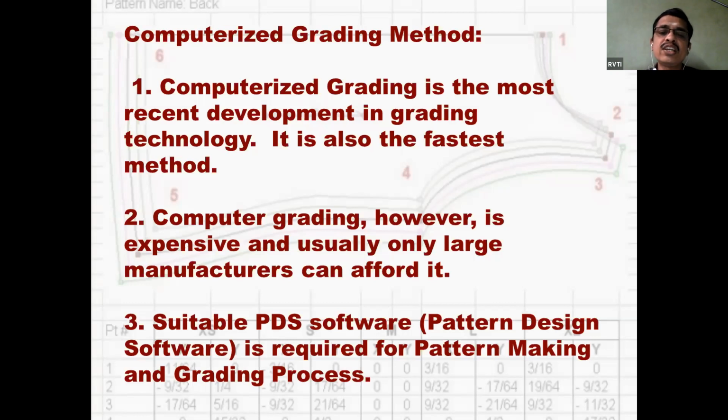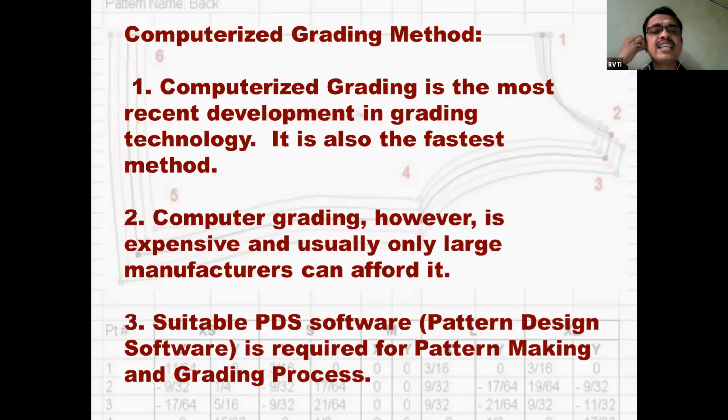For that we have to install the software. First we have to prepare the pattern using the software. Then with the help of the grading option, we can easily do pattern grading.